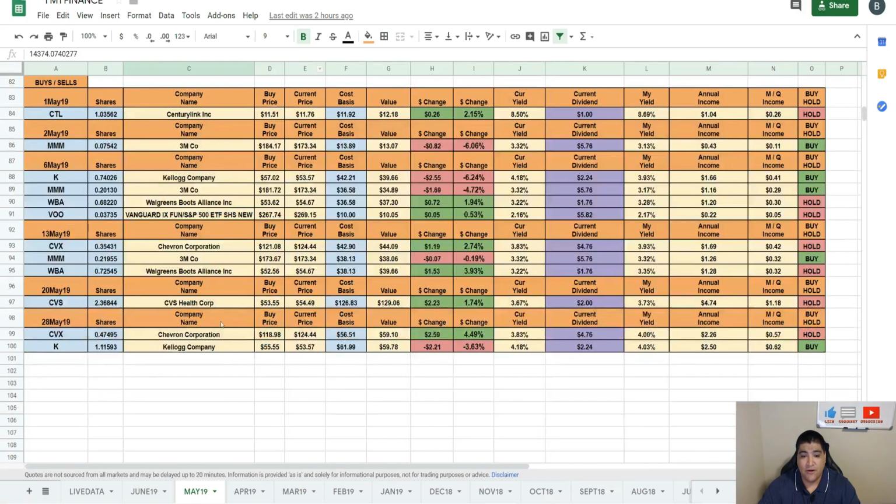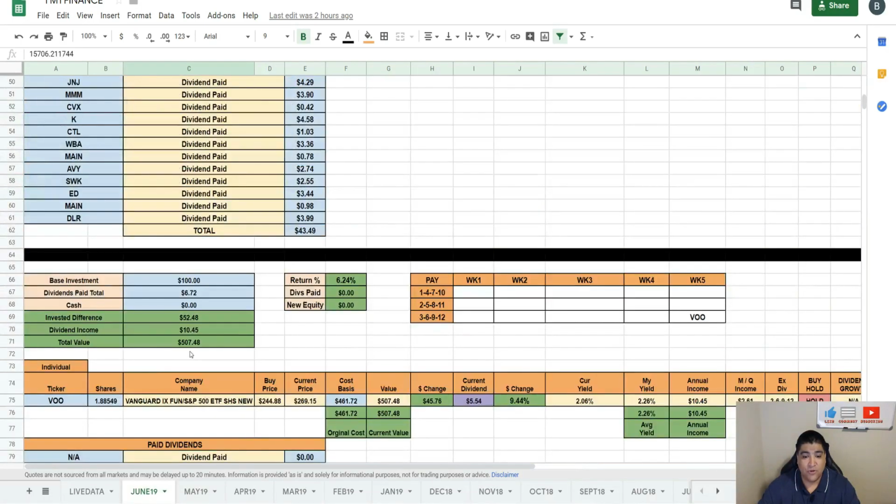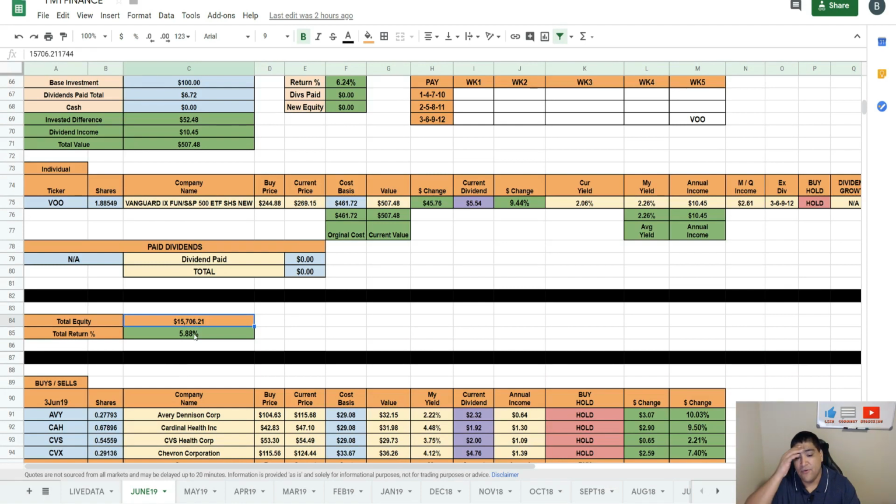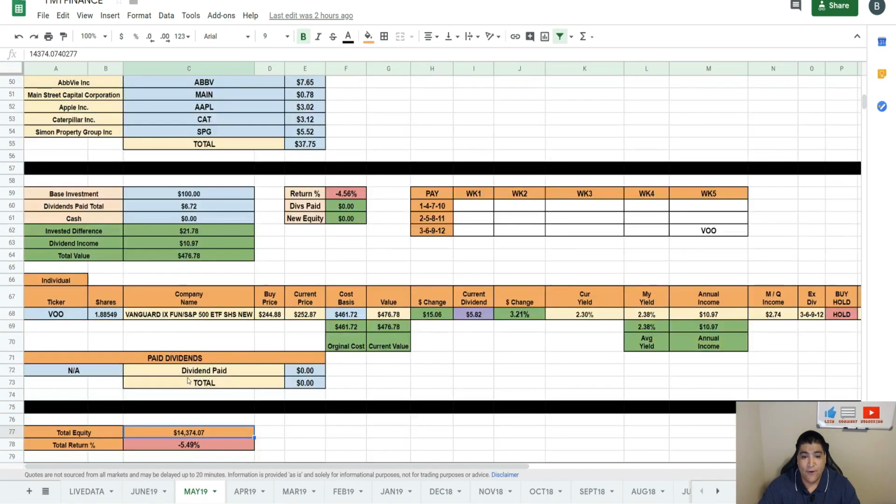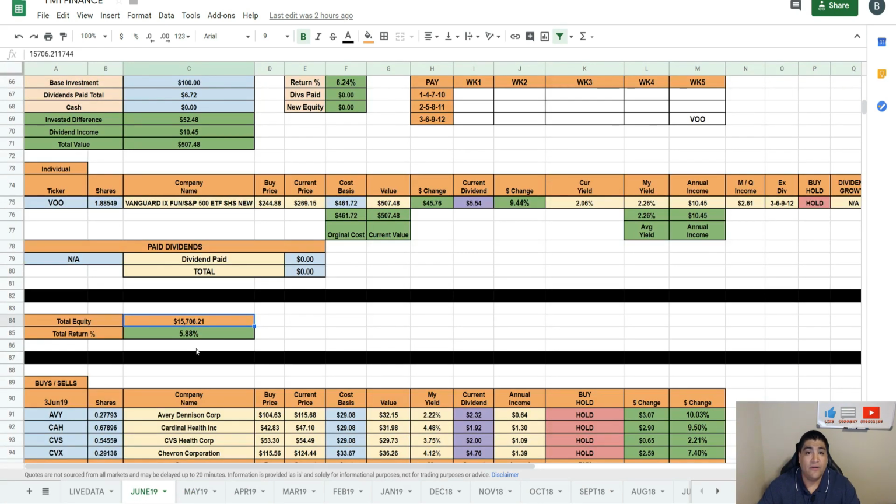So that is here what I wrote down as far as my total return for the month of June 2019. The portfolio gained 5.88%. So I would call that a win. Last month I was down 5.49. I completely recovered last month's loss, plus I gained additional dividend income, and I just was able to lower my unit costs on several different stocks.